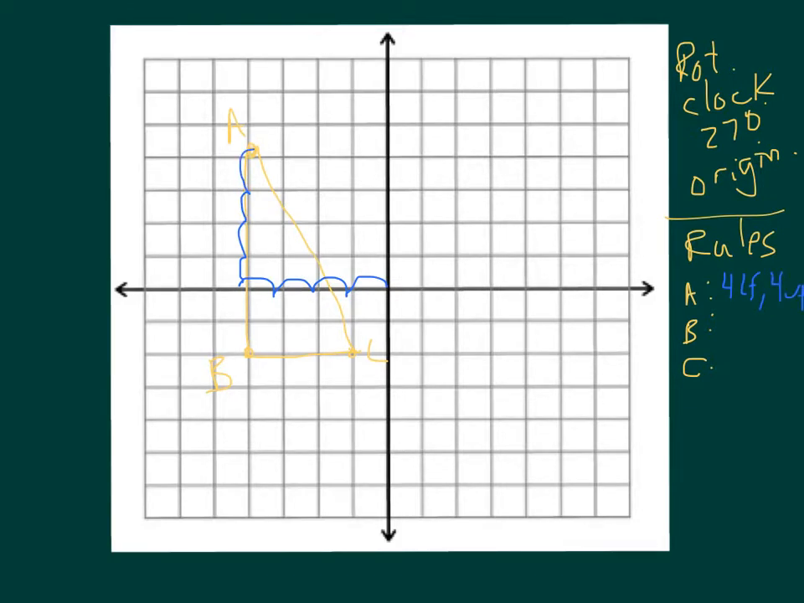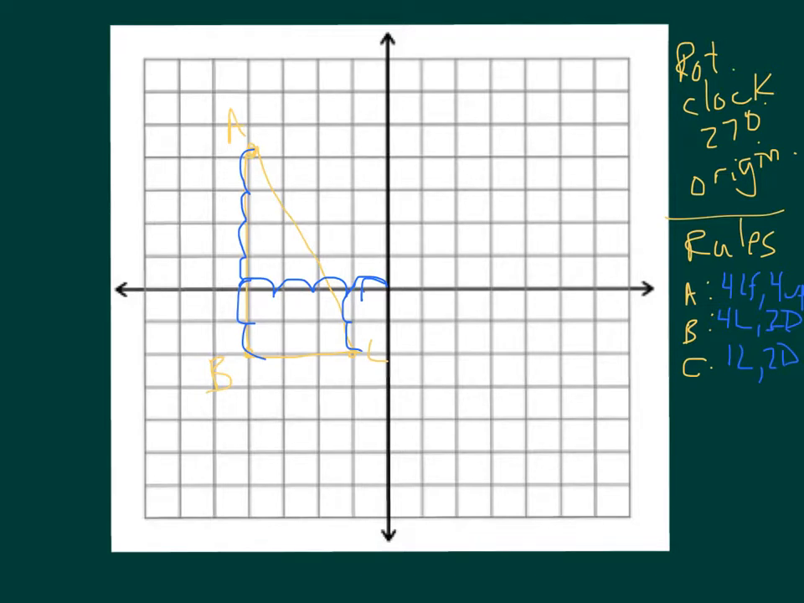To B, I am going to go 1, 2, 3, 4 left. Let's try writing with the pen. 4 left, and 1, 2 down. And to point C, from the origin, I'm going to go 1 left, and 1, 2 down.